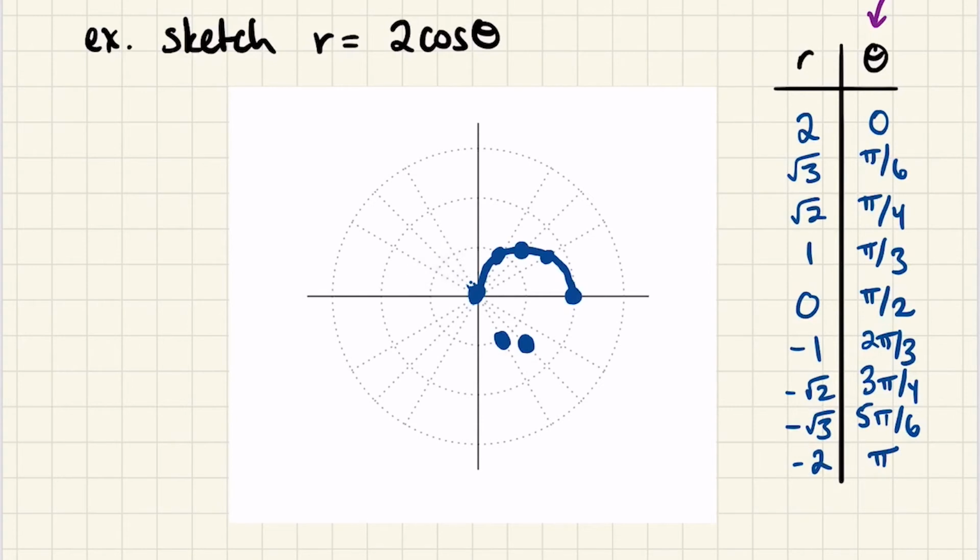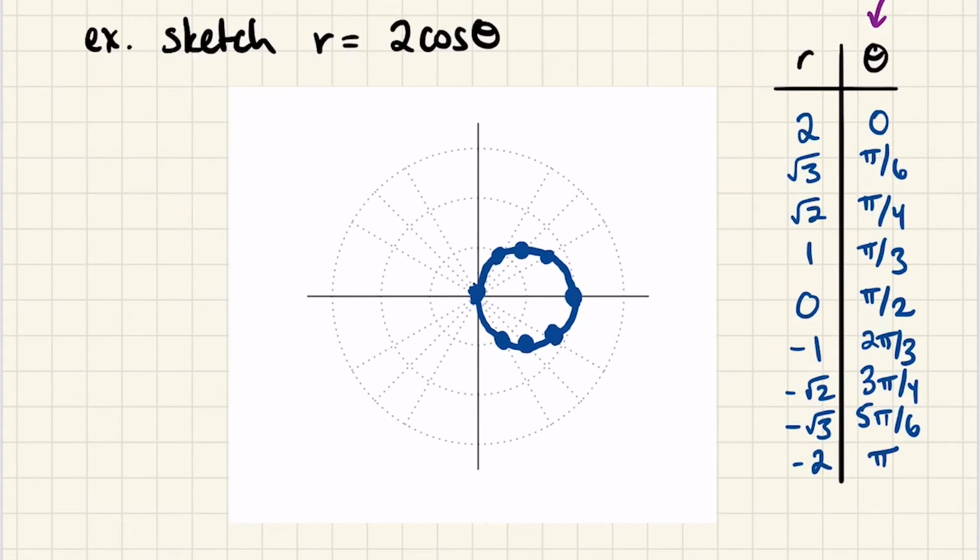When we point ourselves in a direction of 5 pi over 6, our r value is negative rad 3. It's about negative 1.7. Okay? And when we point ourselves in a direction of pi, our r value is negative 2, which is right here where we started. So actually this closes the circle. And indeed, this is a circle. And that is our graph.